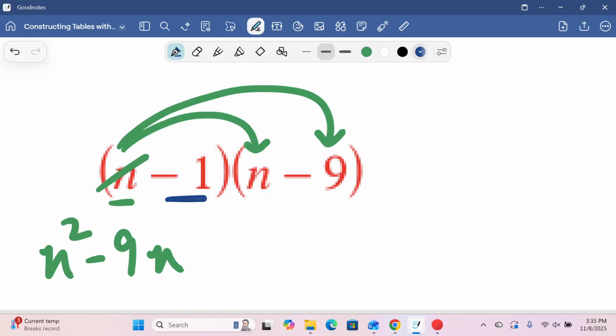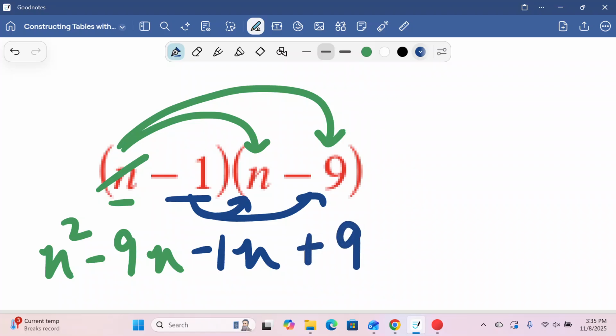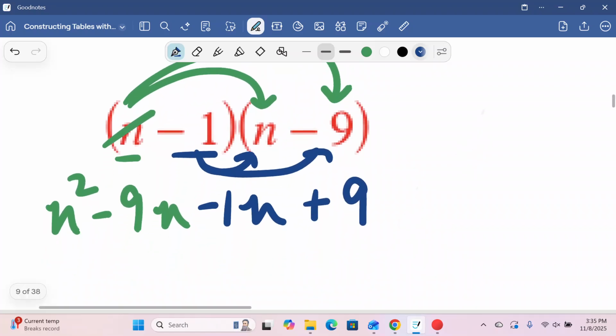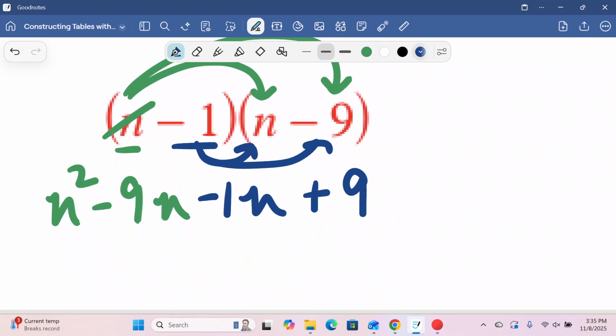Then I go on to my next term, negative 1. Don't forget, it's not 1. It is negative 1 times n. That gives me a negative 1n. And then I distribute a negative 1 times a negative 9 gives me a positive 9, because a negative 1 times a negative 9 gives me a positive. Negative times a negative gives me a positive.